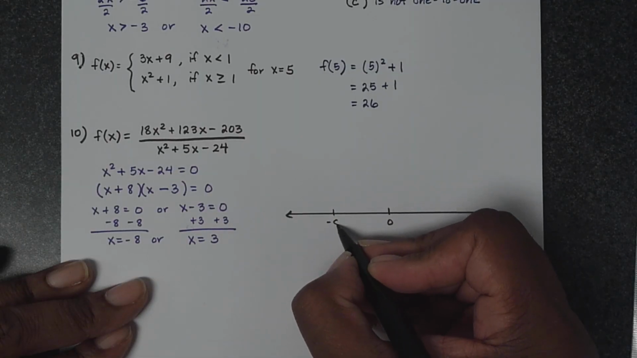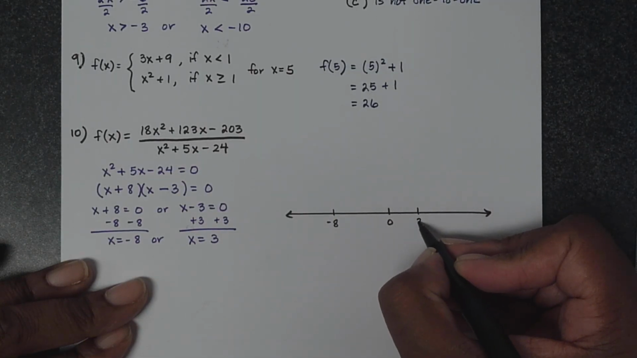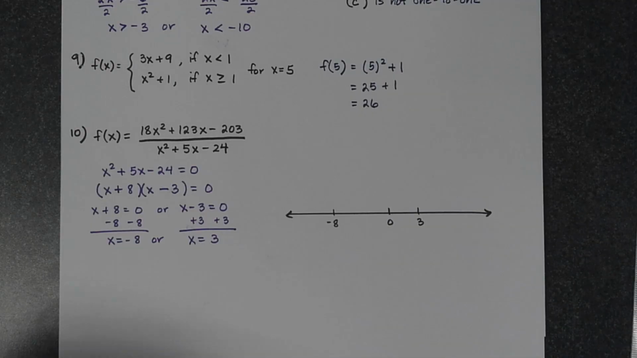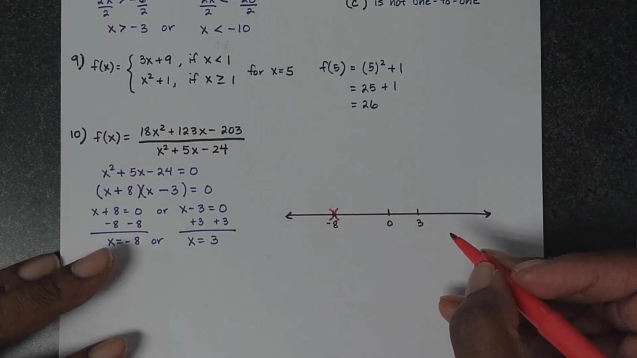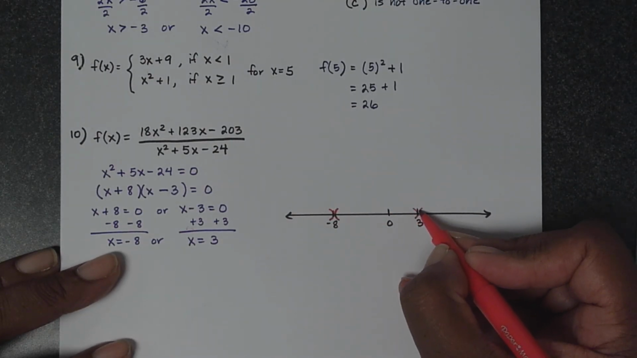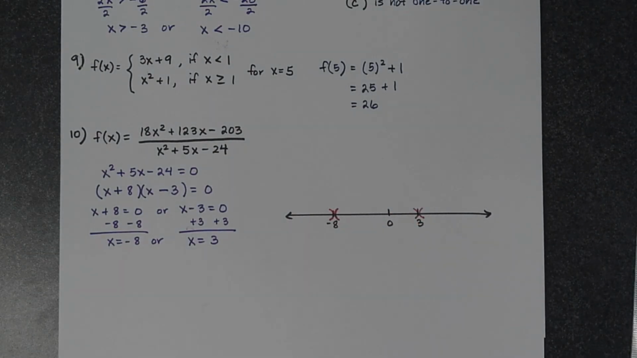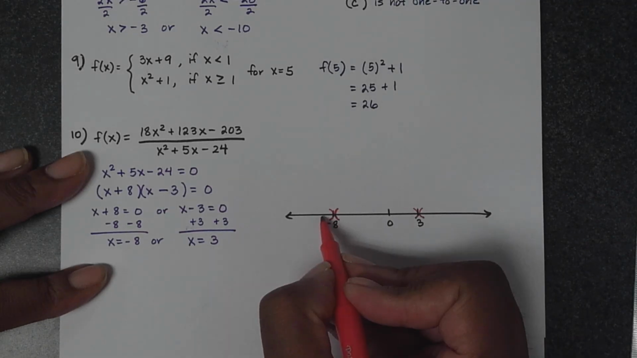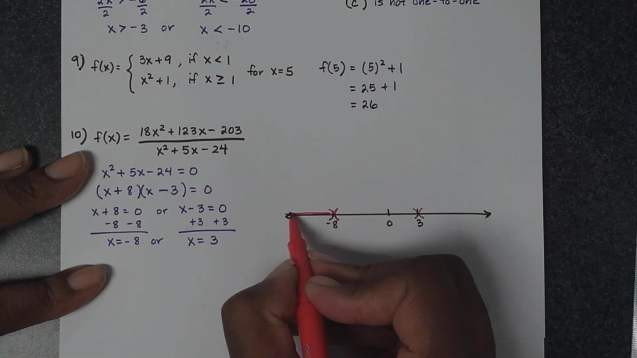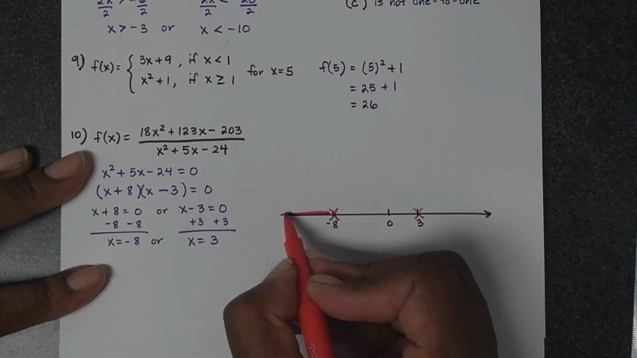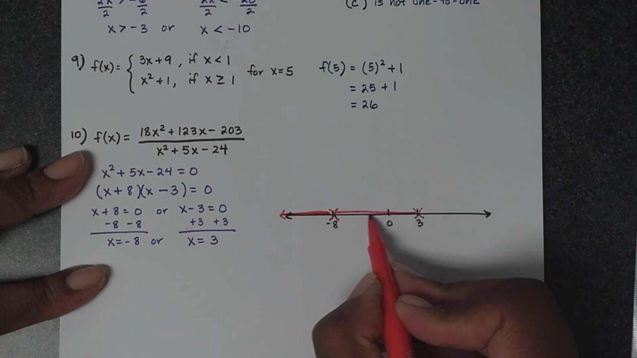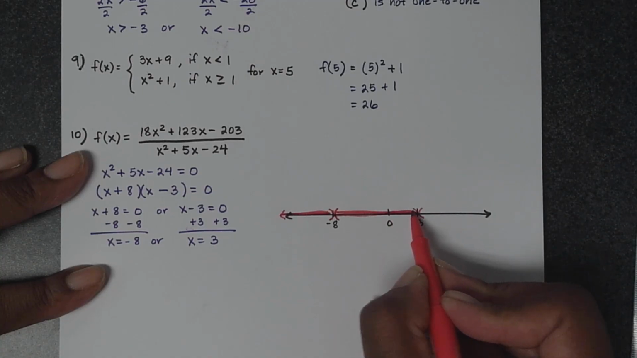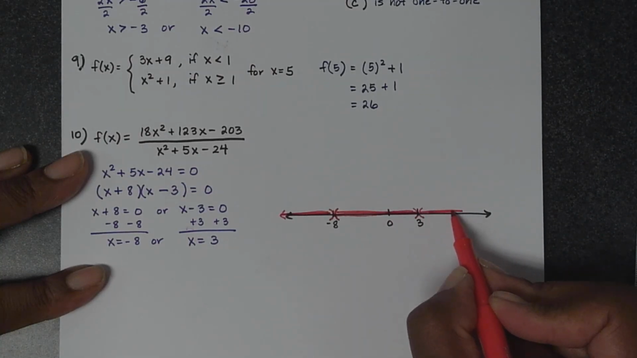Let's see, negative 8 will be over here somewhere. Positive 3 will be here. We know at x equal negative 8, we're going to have a 0 in the denominator, so we can put parentheses there. And 3, we know is going to have a 0 in the denominator. Any x value less than negative 8 would work, or satisfy this rational function. Anything between negative 8 and 3 would satisfy that rational function, and any x value greater than 3 would satisfy that rational function.